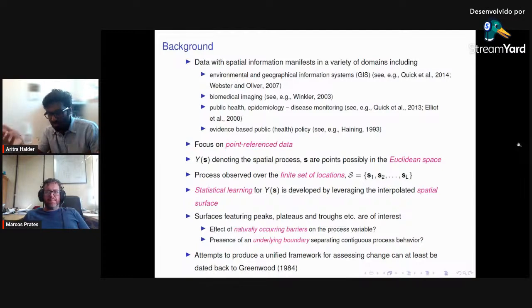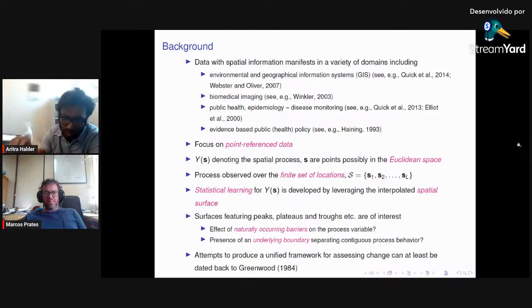Like for the phone that you have in your hand, any website you open, you often see a blue bar pop up with an arrow saying that your location from where you're accessing this website is being recorded, right? So more and more location recording is producing a massive amount of spatial data, right? And such data appear in multiple applications like biomedical imaging, environmental and geographical information systems, public health, epidemiology, evidence-based public policy, and so on and so forth, right?